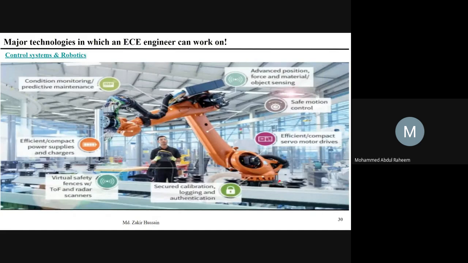Control systems and robotics. If you see this big robotic arm here, you have several here: condition monitoring, advanced position, safe motion control. All these that you see here have ICs inside everywhere. Without these ICs, this robotic arm is of no use at all. What I'm trying to emphasize with this example is that this is another technology where an EC student can work.